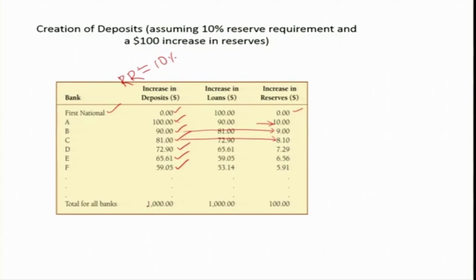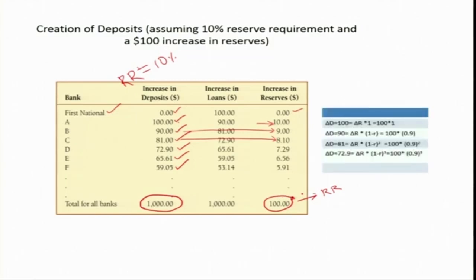So at the end, for all banks, if the required reserve ratio is 10%, the total increase in deposit is going to be 1000. So the corresponding increase in the reserve with the banking system, the reserve with the central bank as part of the required reserve, is going to be 100. Right. So, how did this increase in deposit 100 happen? We can write the change in deposit, del D, that is 100, is equal to del R times 1, which is $100. That is the first one.